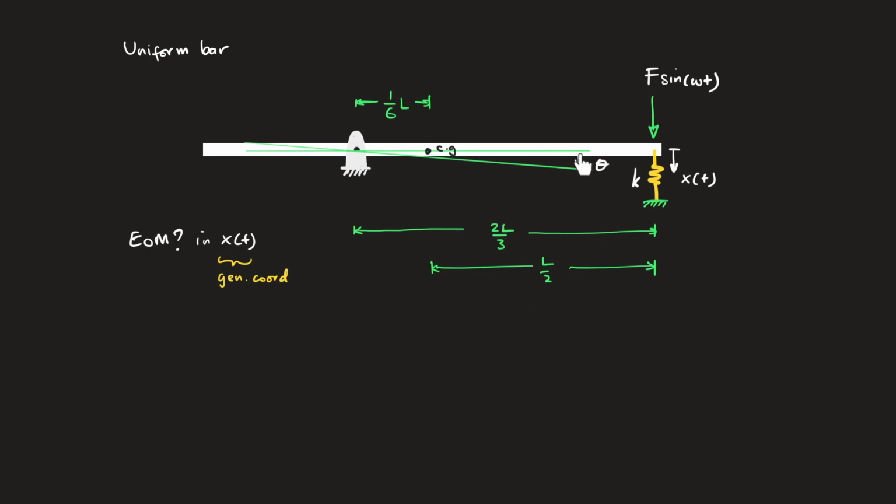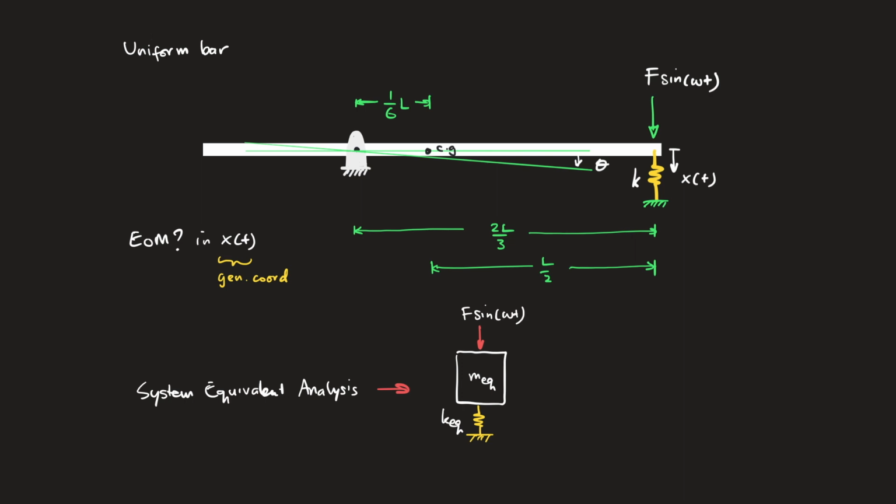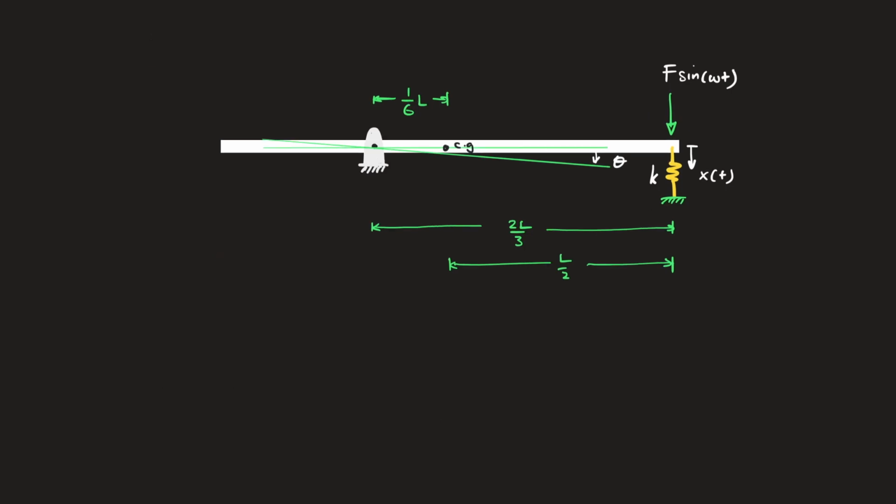As the system is a single degree of freedom system, using the system equivalent analysis, what we want to do is to find the equivalent mass of the system and equivalent stiffness constants. The system is excited with a harmonic force F sine omega t, which causes the vibration amplitude of x(t). The bar has mass m and second mass moment of area J around its center of gravity.